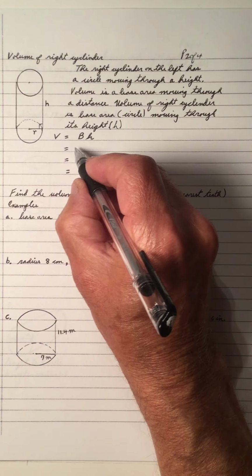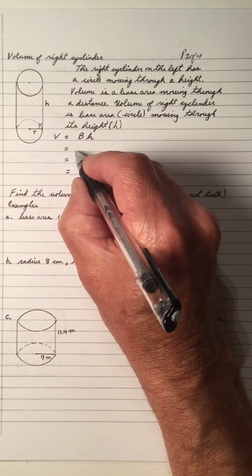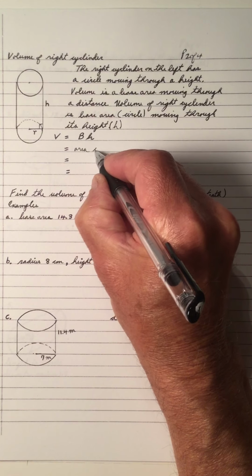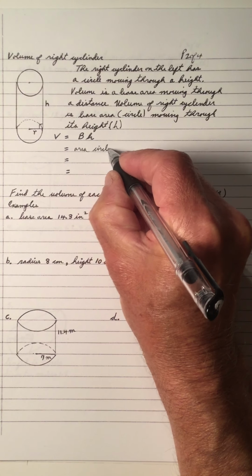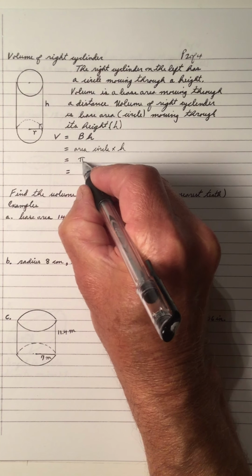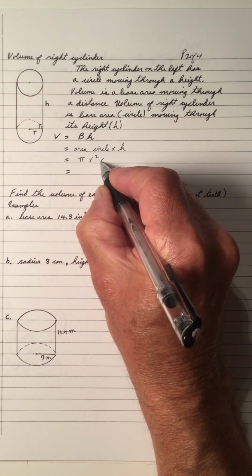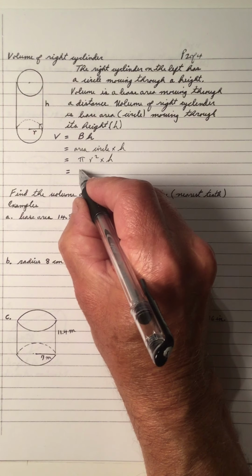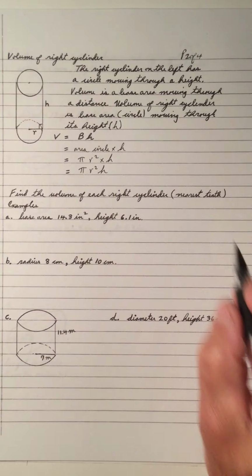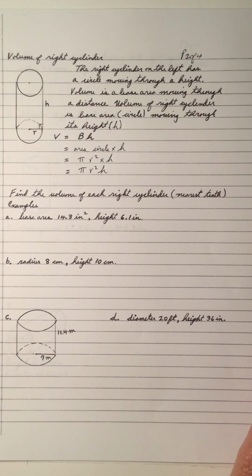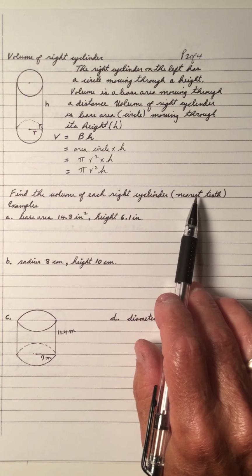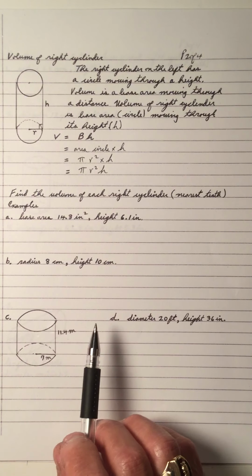The base of a right cylinder is a circle, so the base area is the area of a circle times its height. The area of a circle is pi r squared, so put together it's pi r squared h, the formula for the volume of a right cylinder. Let's find the volume of each right cylinder to the nearest tenth. I have some examples to do.